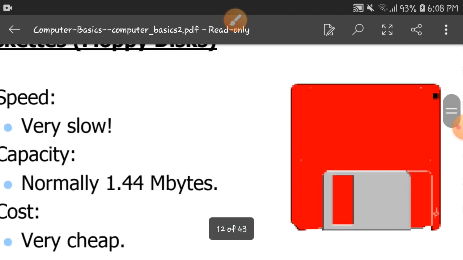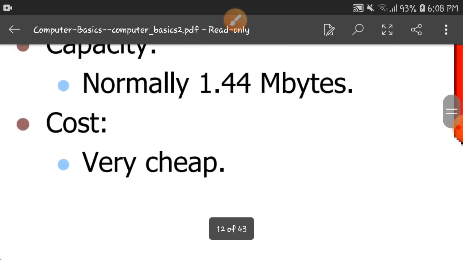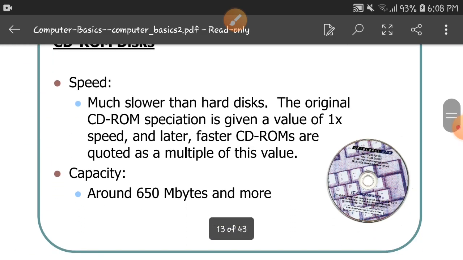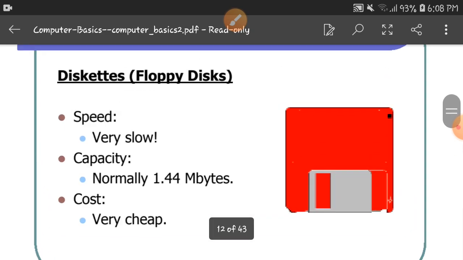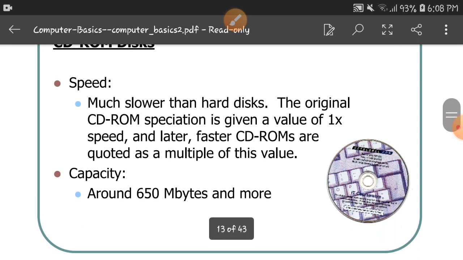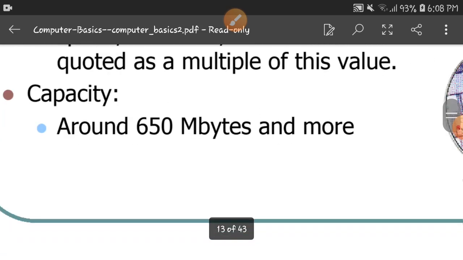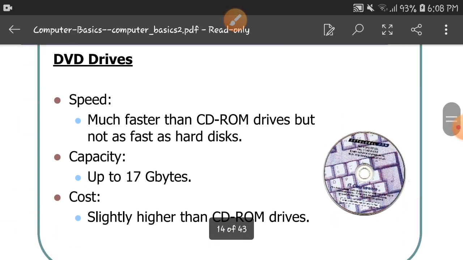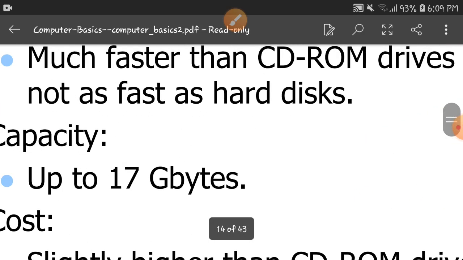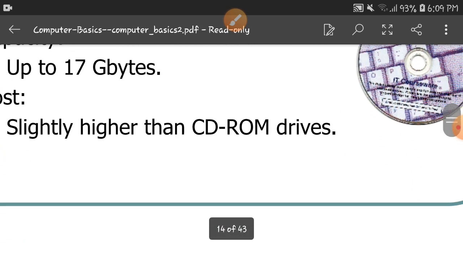Diskettes, that is floppy disks, are extra storage. Speed is very slow, capacity is 1.4 MB and very cheap. CD-ROM is much faster than the floppy disks, but much slower than the hard disk. The original CD-ROM specification is given a value of 1x. Capacity is about 650 megabytes. DVD is much faster than CD-ROM, but not as fast as hard disks, with capacity up to 17 gigabytes, and it is slightly higher in speed than CD-ROM drives.